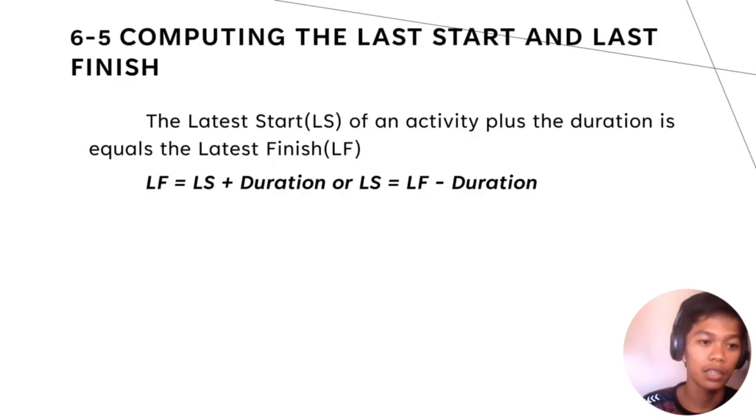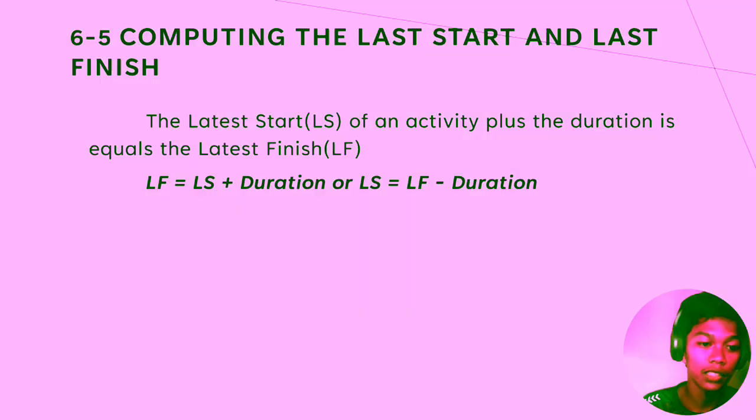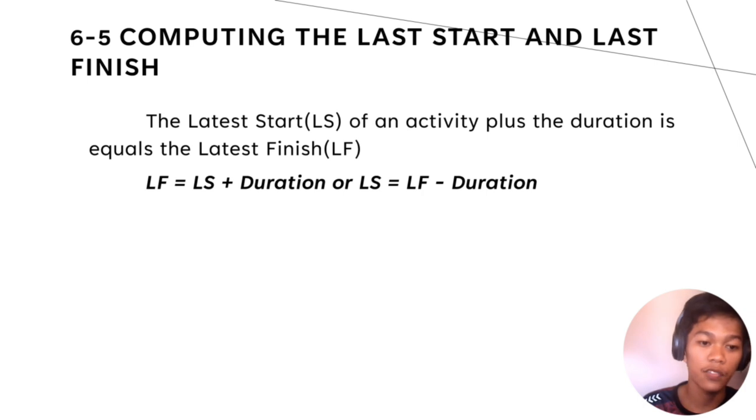Computing the latest start and latest finish. The latest start, LS, of an activity plus the duration equals the latest finish, LF. So LF equals LS plus duration, and LS equals LF minus duration. So we go to another slide.